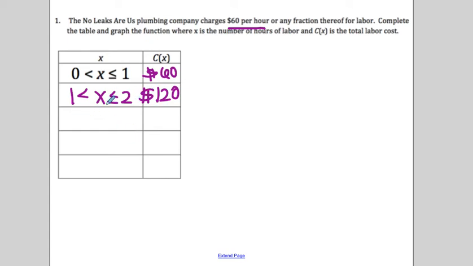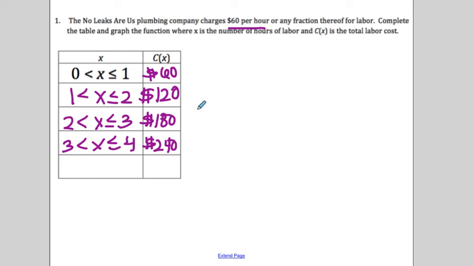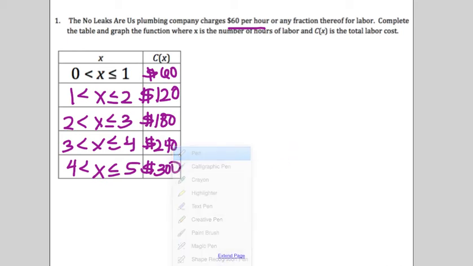Now, they've been there for more than 2 hours. So we're going from 2 to 3 hours. So this is going to be plus another 60. It's $180. And then I'm going to keep filling this out. Hopefully you're seeing the pattern here. 3 to 4 hours. That's going to be $240. Add another 60 every time. And then from 4 all the way up to 5 hours, that's going to cost $300. So here is my step function. Now what we need to do is we need to go ahead and graph it. So I'm going to make myself an axis here.